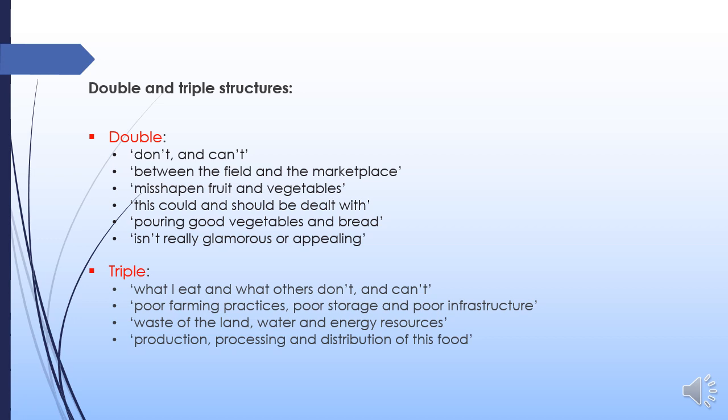Poor farming practices, poor storage, poor infrastructure. Second and third world countries' problems. Waste of the land, water, and energy resources. This is the other side of the losses that we face because of wastefulness. Production, processing, distribution of this food. These are the energy resources that are spent on this as well. Triple structures.